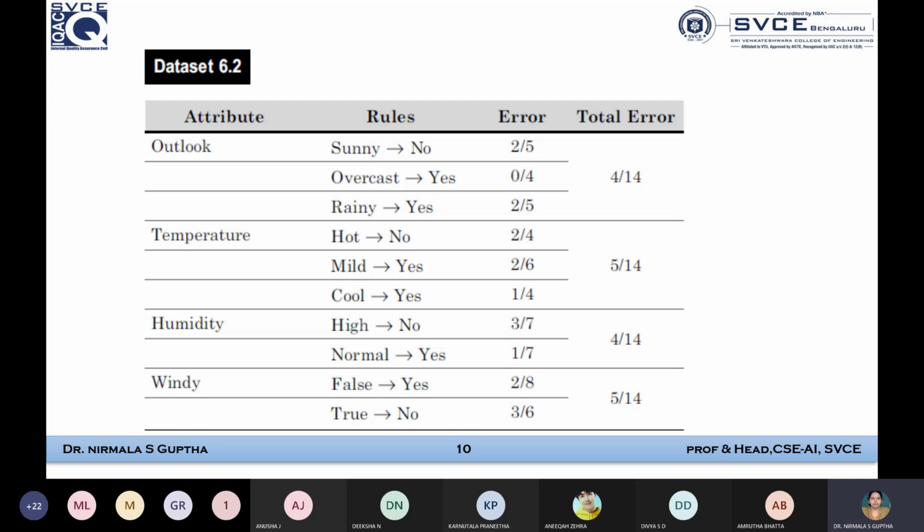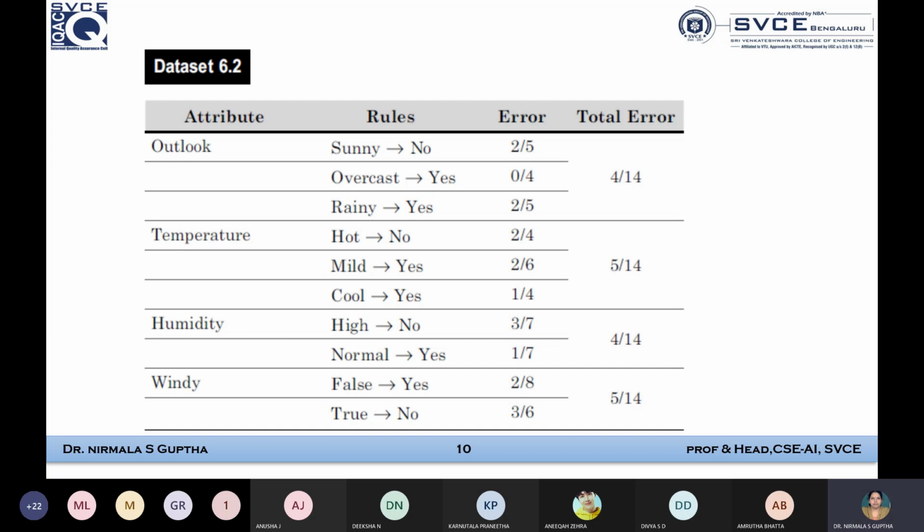So where there is no such subclass or branch, we can derive it for humidity. Why? Because humidity doesn't have any error-free branch. So both the values of humidity, high and normal, have an error. High got 3 by 7, normal got 1 by 7.